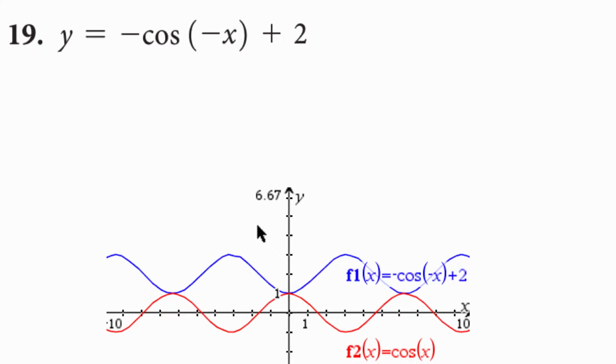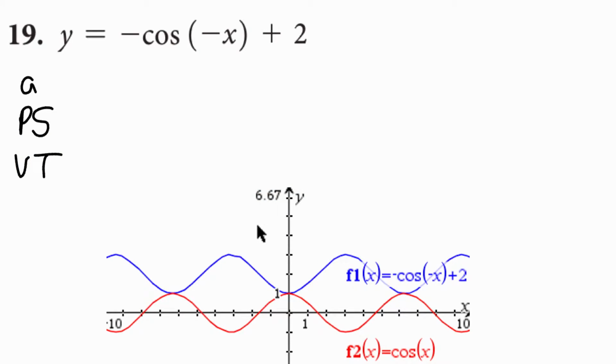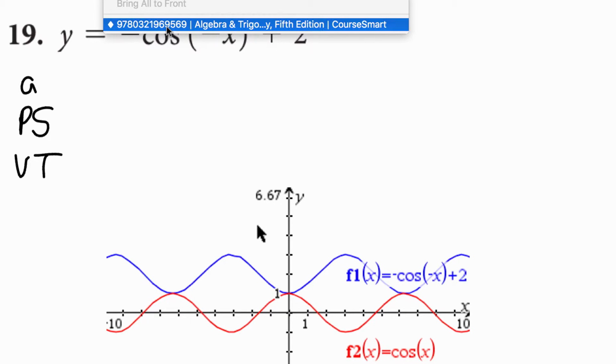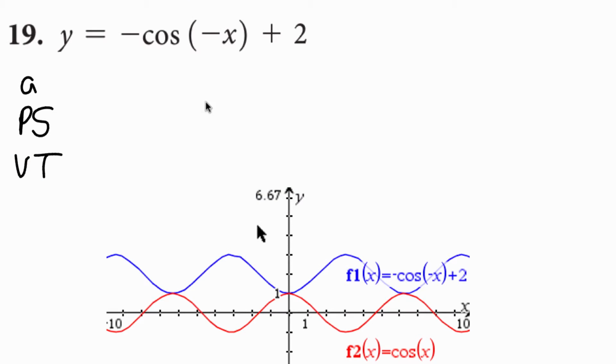Okay, here's a couple of questions where they are asking for the amplitude, the phase shift, and, I think, the vertical translation. Let me just look to see if I have the book going still. Amplitude, period, and phase shift. Okay, so amplitude, period, and phase shift is what we're going for.